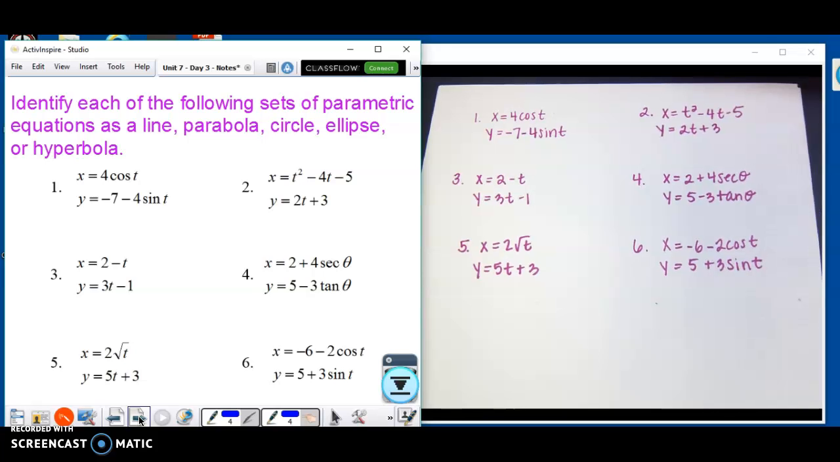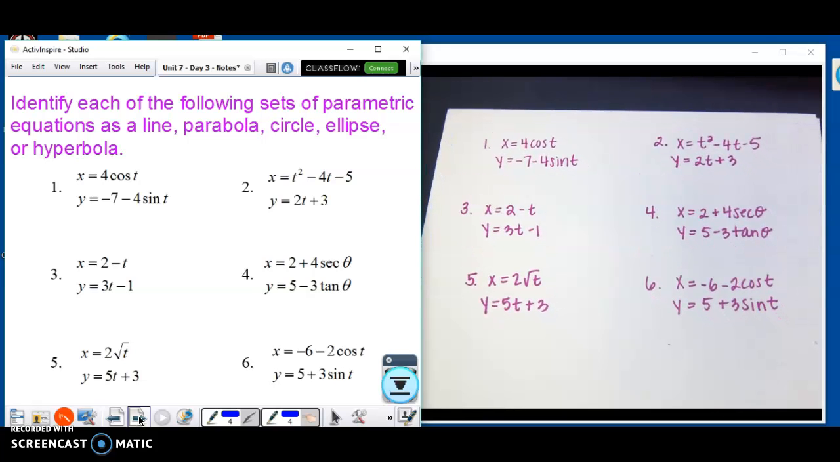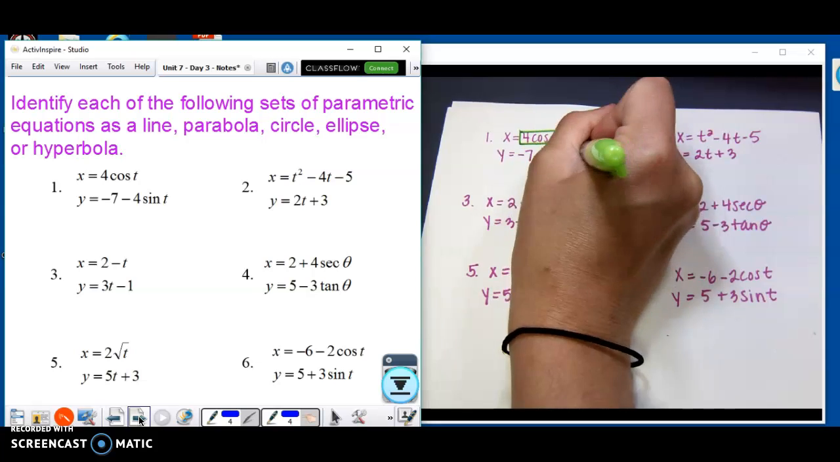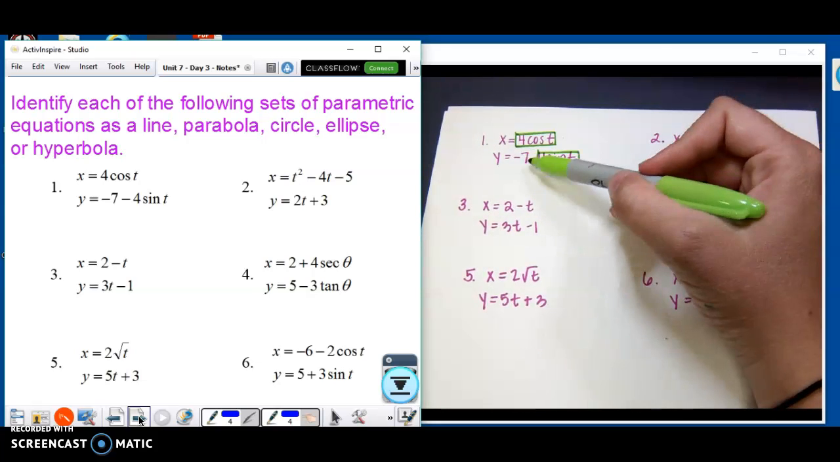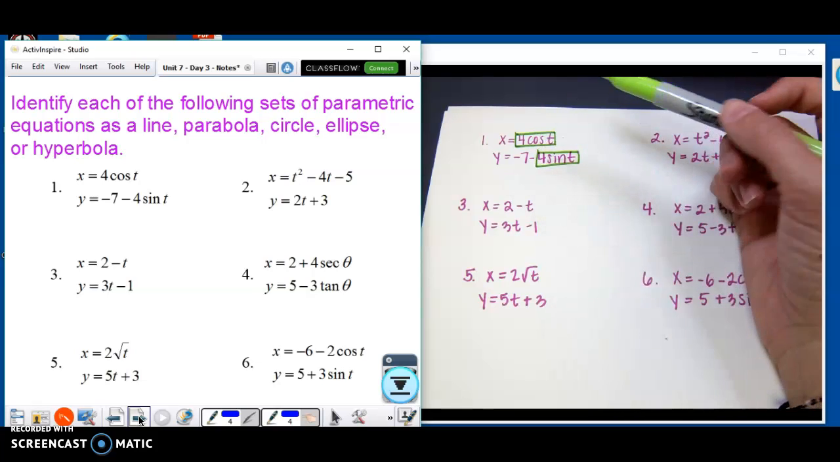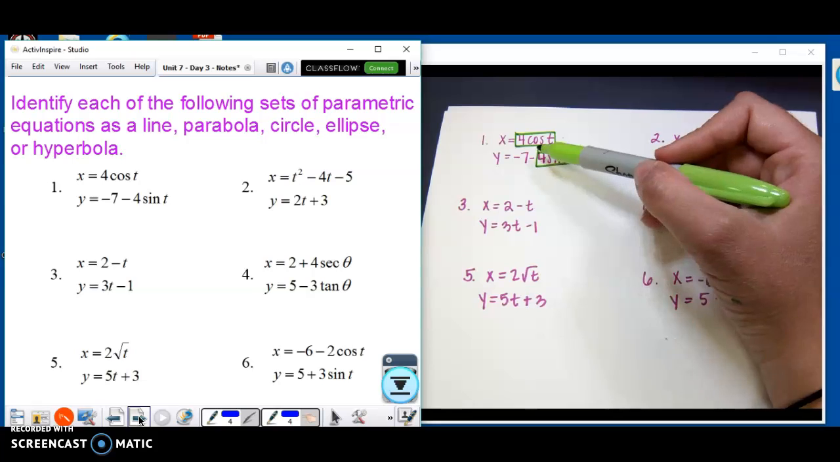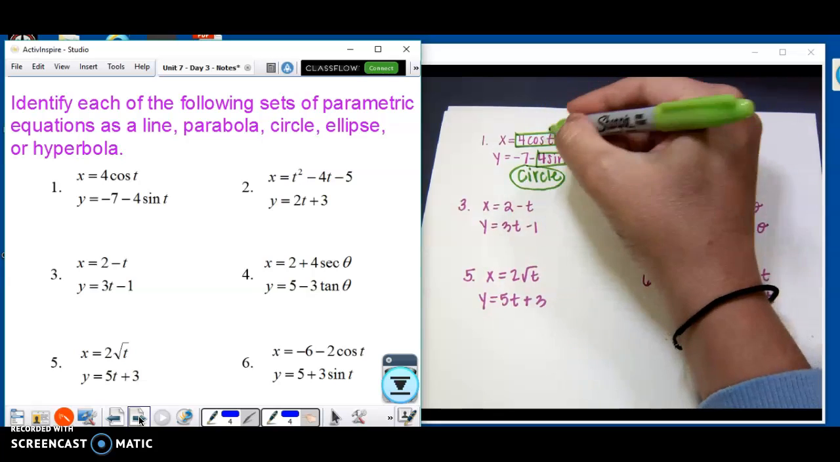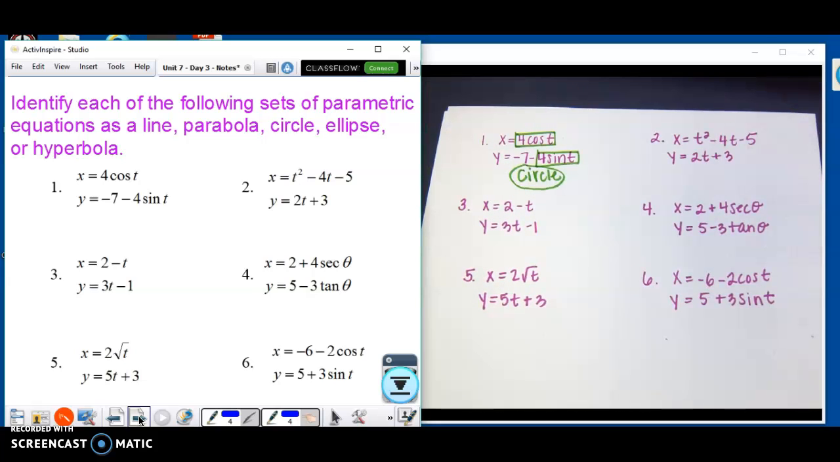Okay, so I really like this. I think it's really good practice. So looking at number 1. Number 1 has cosine and it has sine. So it's either going to be an ellipse or it's going to be a circle. So the way you're going to tell is you're going to look at the number in front. So because it says 4 cosine t and 4 sine t, now remember, it doesn't matter if this is positive or negative in front, because when you square it, it'll take care of it. But because it has the same number 4, that means this has to be a circle. So number 1, 4 cosine, 4 sine has to be a circle.